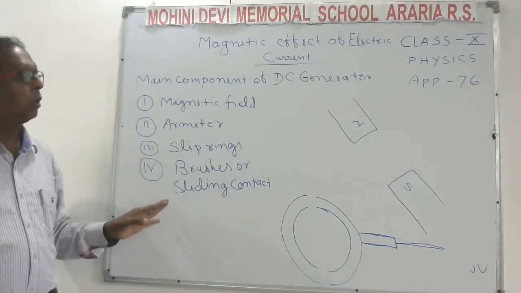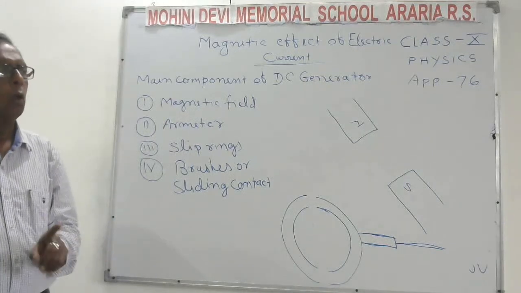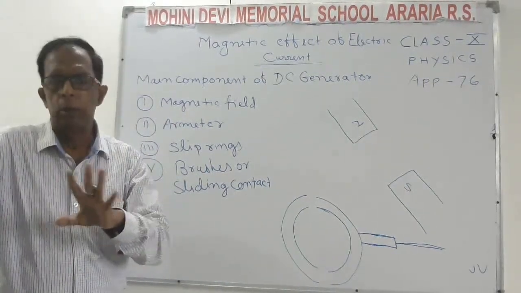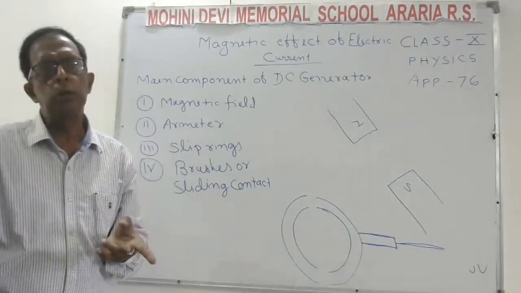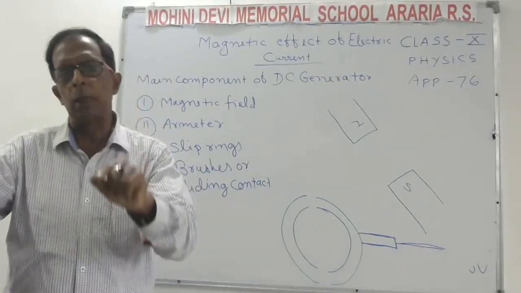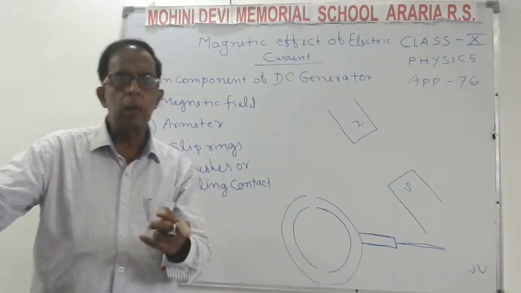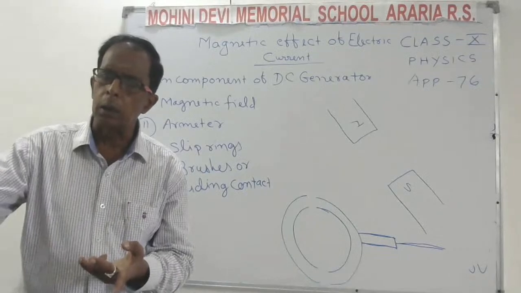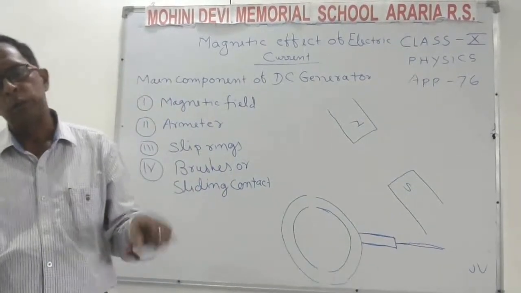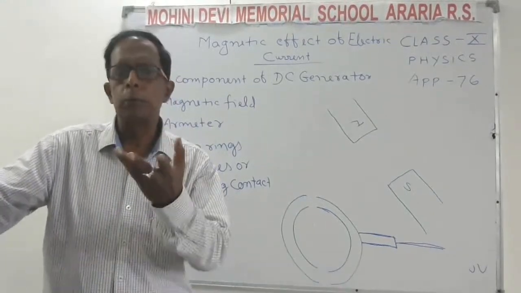So these are the main components of the generator. I am going to draw a very easy diagram to understand the construction of the generator. One thing is remarkable: the generator and motor are the same device. There is no change at all between the DC motor and DC generator. If you supply electrical energy to that device, it behaves like a DC motor, and if you give mechanical energy to it, then it behaves like a generator. It means if you supply mechanical energy, it produces electrical energy, and if you supply electrical energy, it gives mechanical energy and behaves like a DC motor.